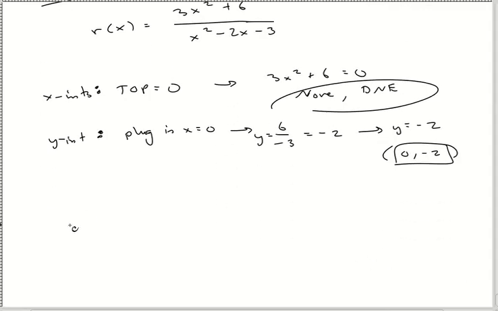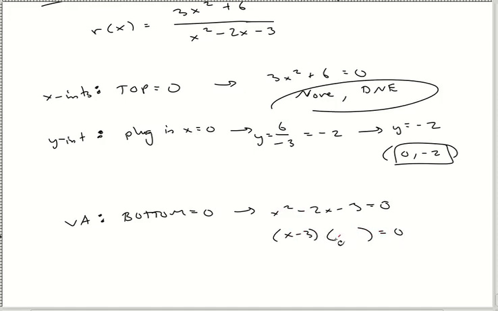There you go. Vertical asymptote. How do we find that? That's when the bottom is equal to 0. Again, we're doing all the rules all at once. So x squared minus 2x minus 3 equals 0. I believe that we can factor this guy.